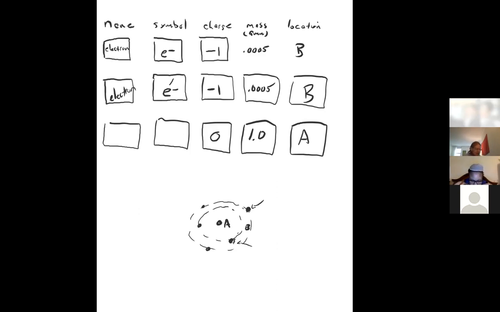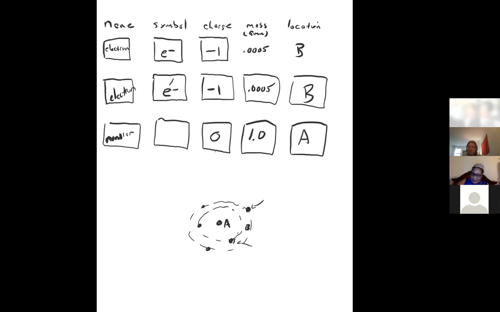The third one is, okay, let's see what they give us. They tell us the charge is 0. That's the giveaway right there. There's only one out of our 3 particles that has a charge of 0. That's the neutron. Neutron means no electrical charge. It's neutral. So that's got to be the neutron.